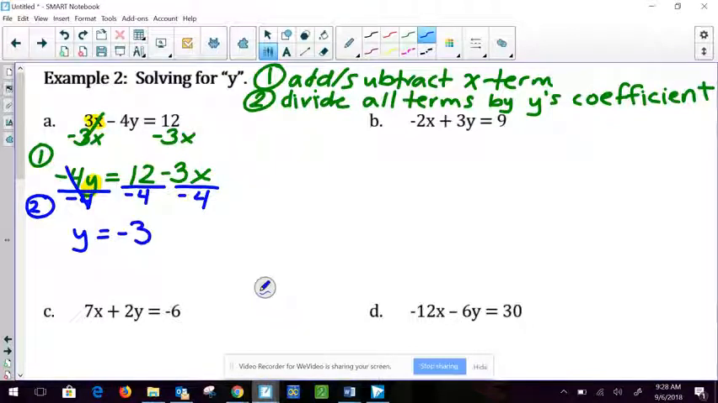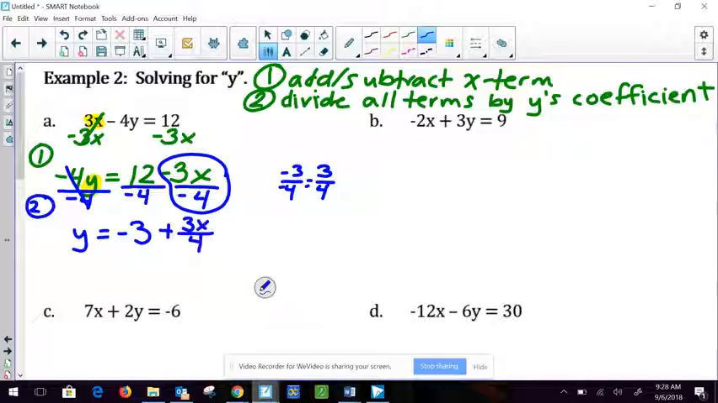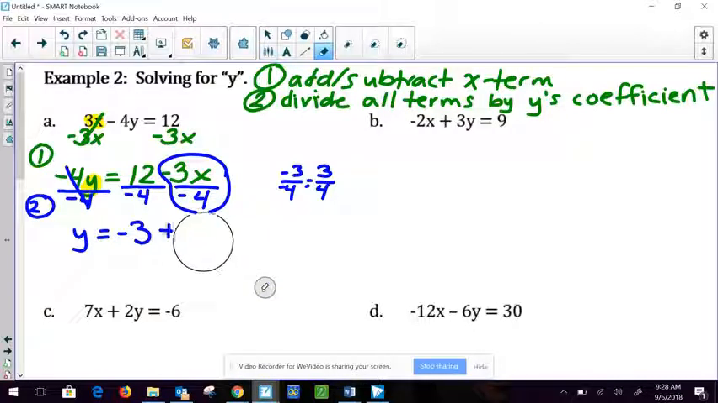Now I go on to the x term. Negative 3 over negative 4. I can't simplify that, but I do know that two negatives give me a positive 3 over 4. So this term right here, negative 3x over negative 4, turns into a positive 3x over 4. Or you could write it as a positive 3 over 4x.